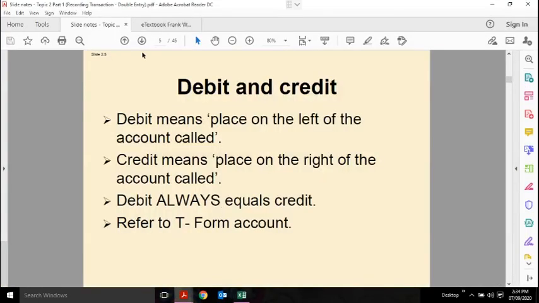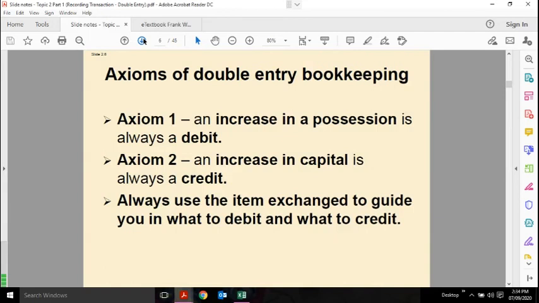Okay, now the axioms of double entry bookkeeping. All of these are very important for you to understand. Do not worry, as we go along with multiple exercises and multiple business transactions, you will know which account to record in.